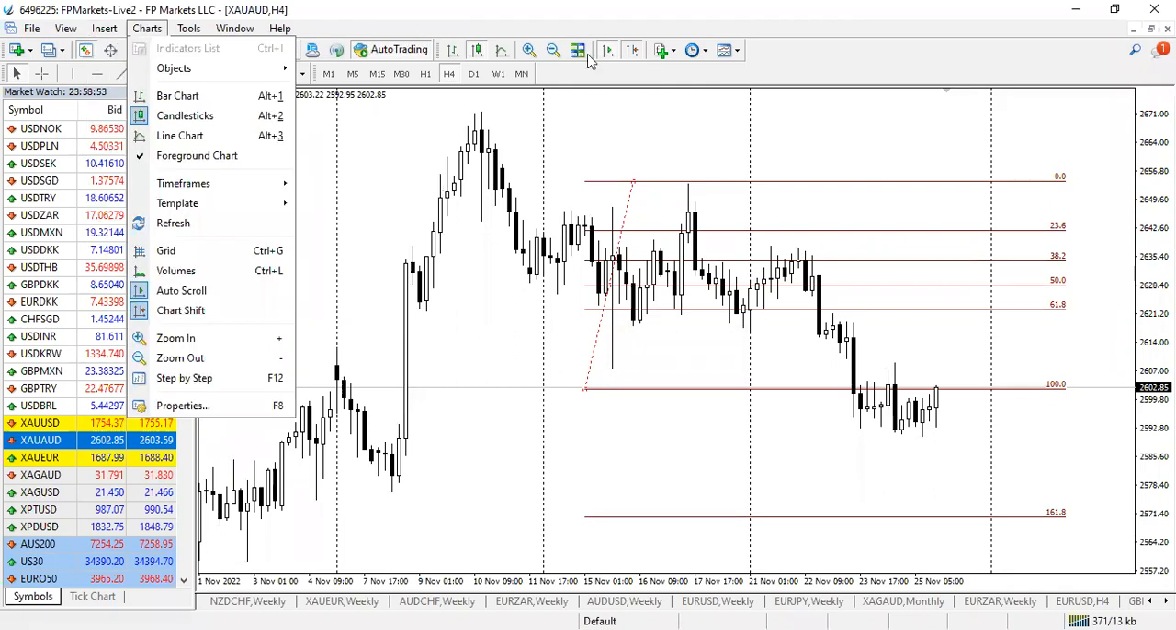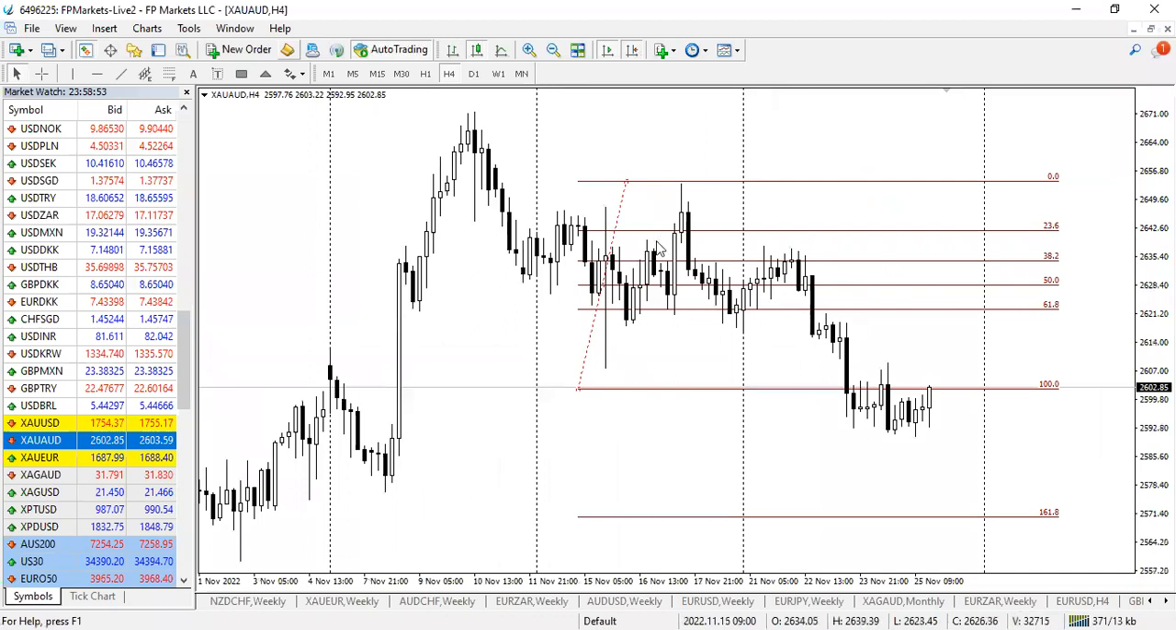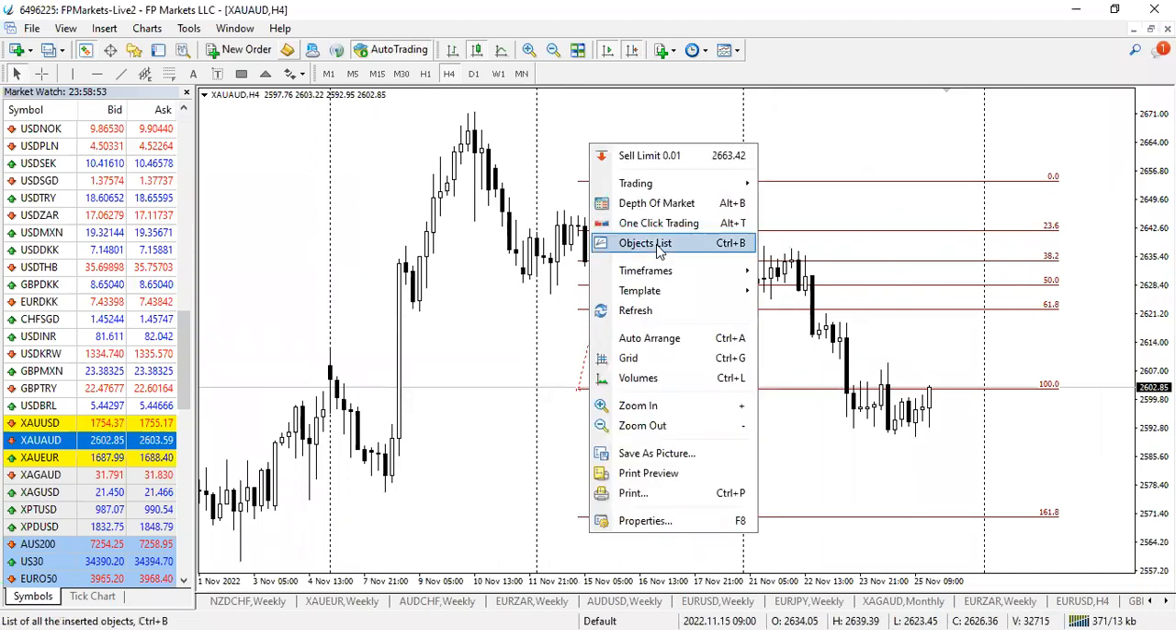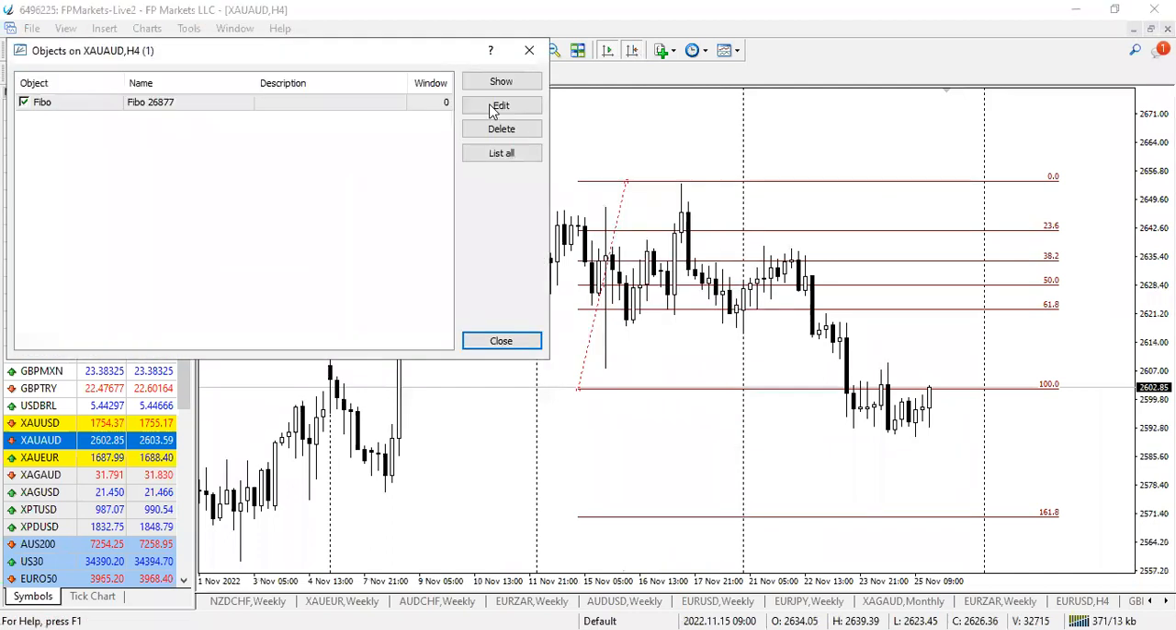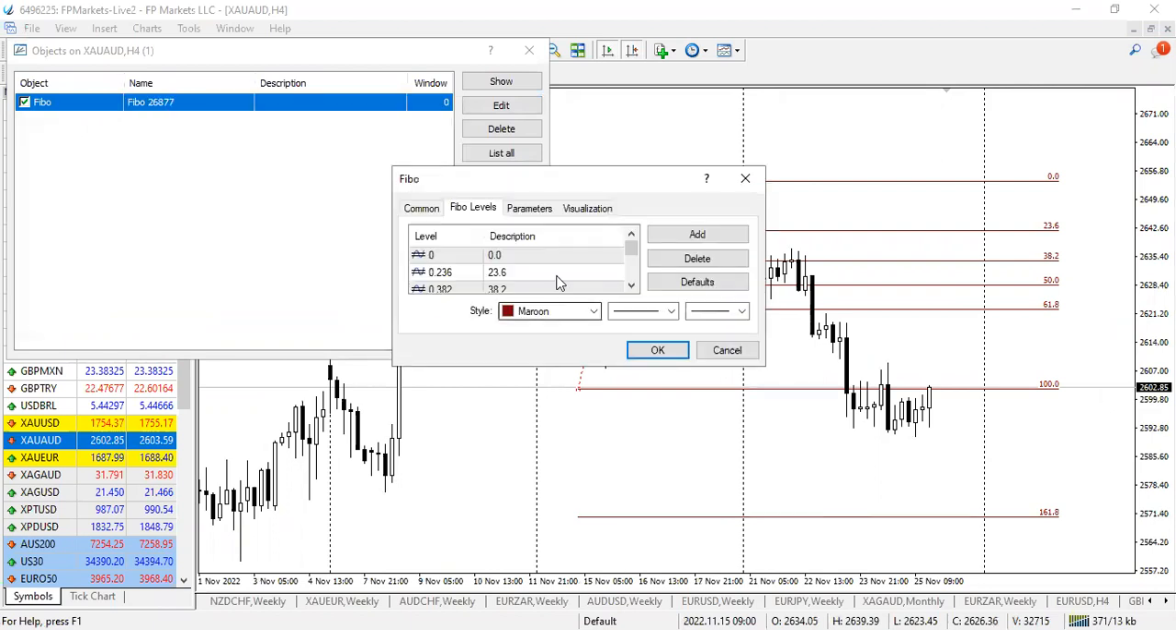Okay, sorry. On your chart, if you right click and click object list, you see the Fibonacci. Click on the Fibonacci and then click edit. Now you see the Fibonacci properties come up for you to edit. I hope you can see what I'm doing. All right, now we want to edit it.